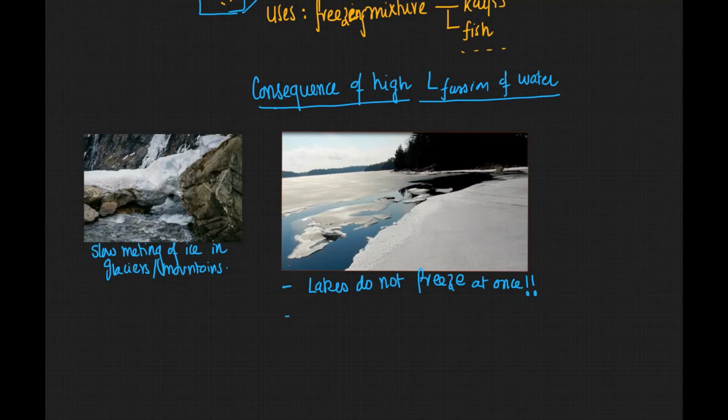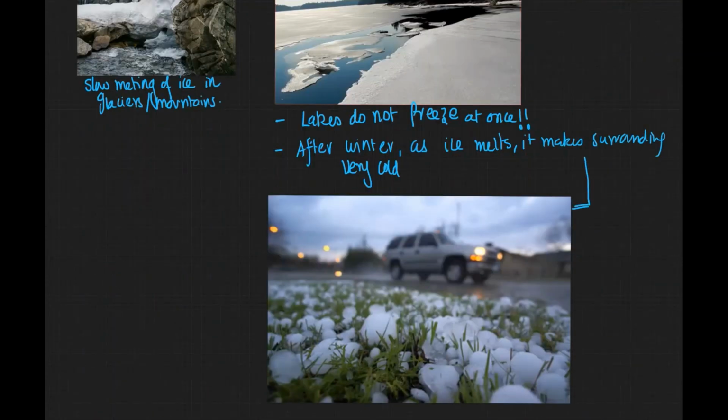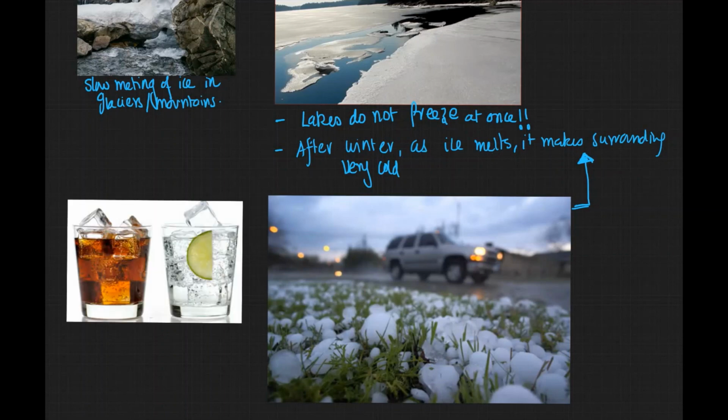Associated with this is also the fact that after winter, as ice melts, it makes the surrounding very cold, because all the heat of the surrounding is absorbed by the lake for it to melt. So that makes any area near the lake really cold and freezing. The same is true immediately after a hailstorm. As the ice ball melts, it makes the surrounding very cold. And so it is true when you make a cold drink. A block of ice can cool down water much more than water at 0 degrees Celsius. So ice is very effective in cooling down your drink.